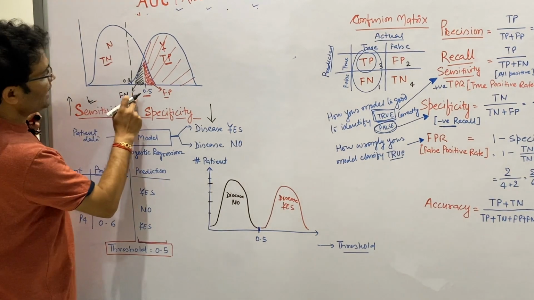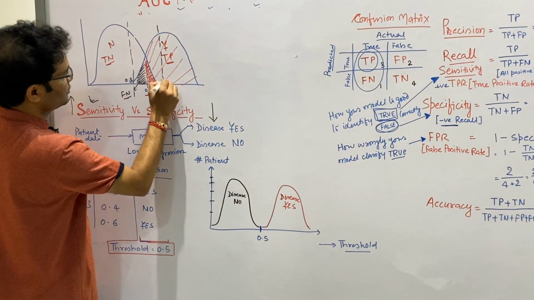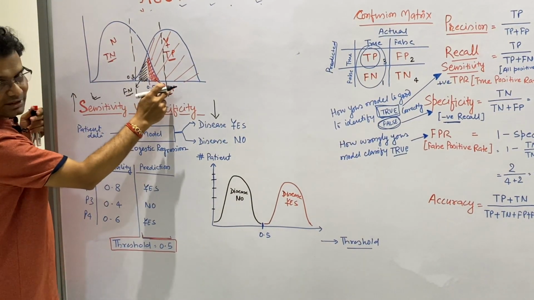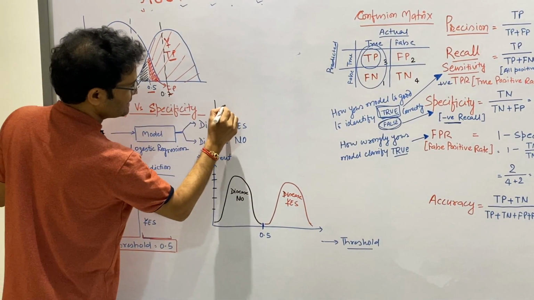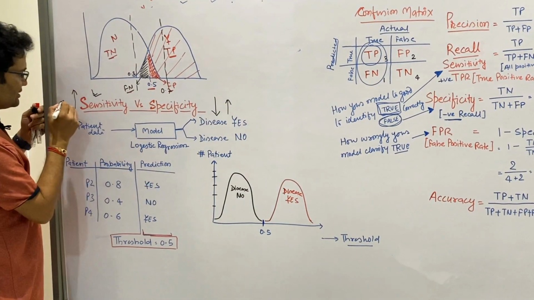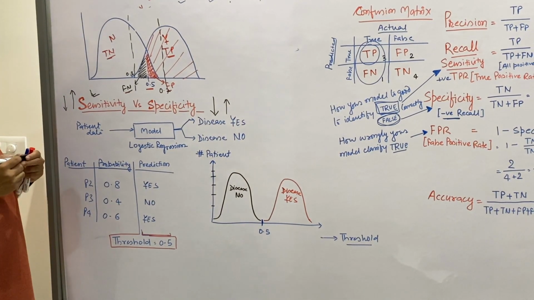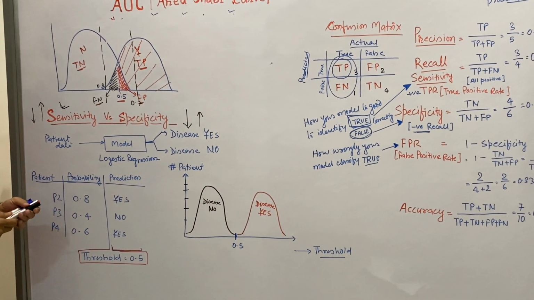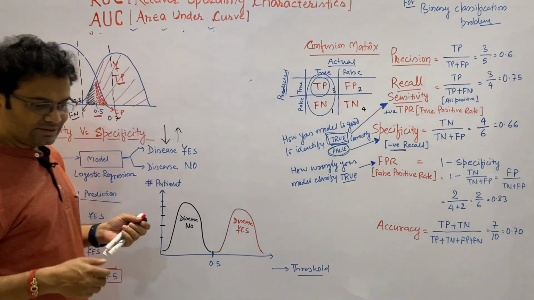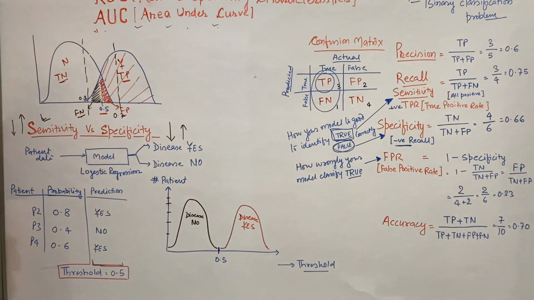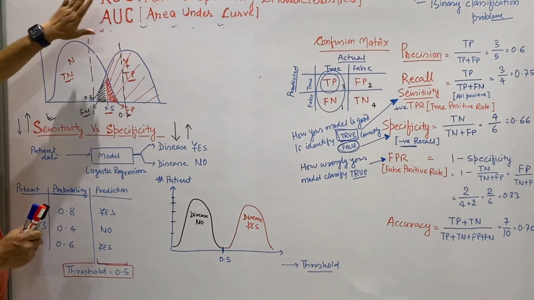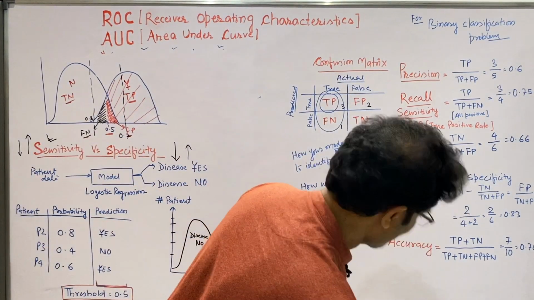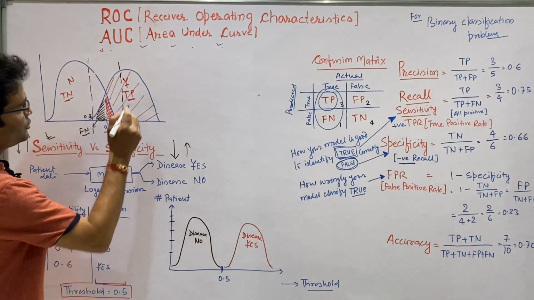But if you make the threshold suppose 0.7, in this case it covers all the true negatives. So in this case specificity is increased and sensitivity is decreased. So this is the trade-off between sensitivity and specificity. If you understand this part, then I am very comfortable to explain what the ROC is.